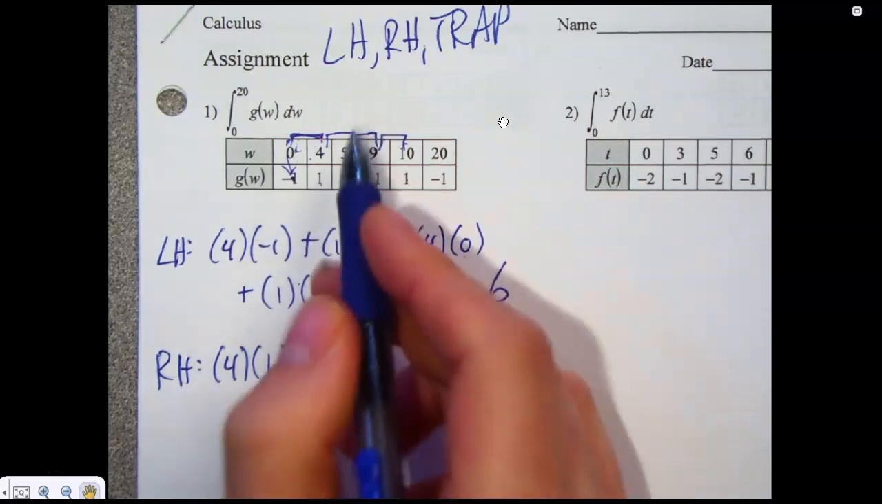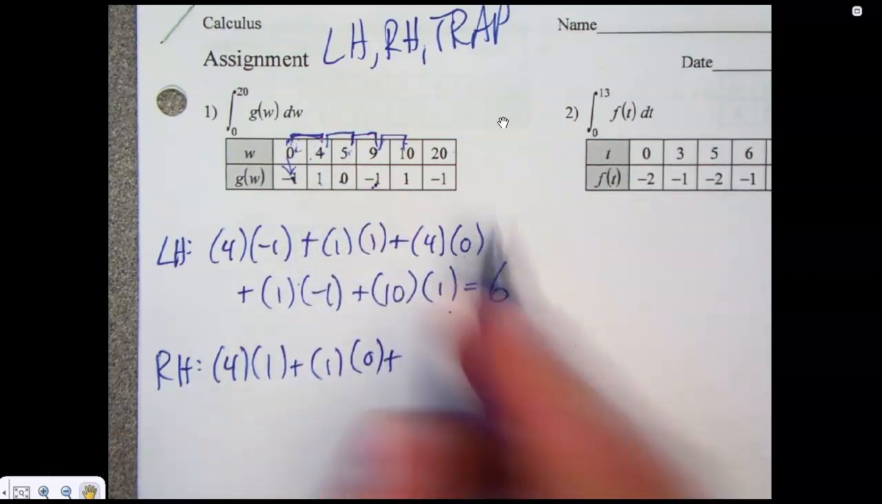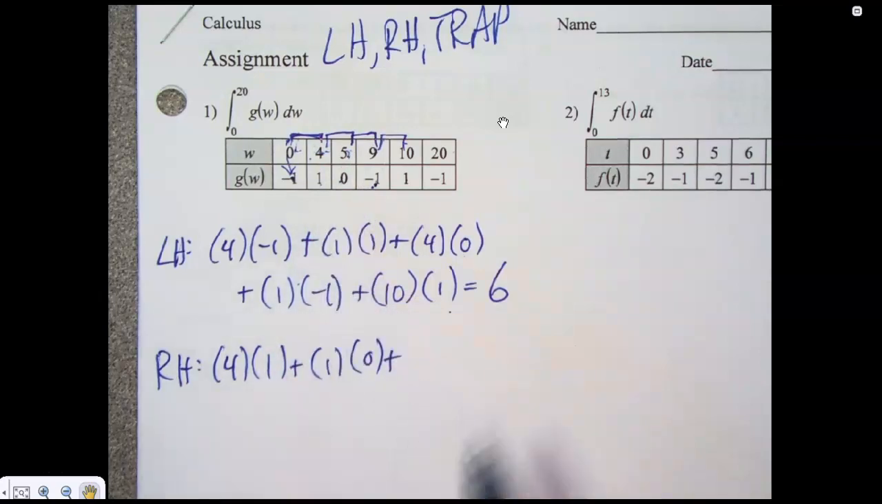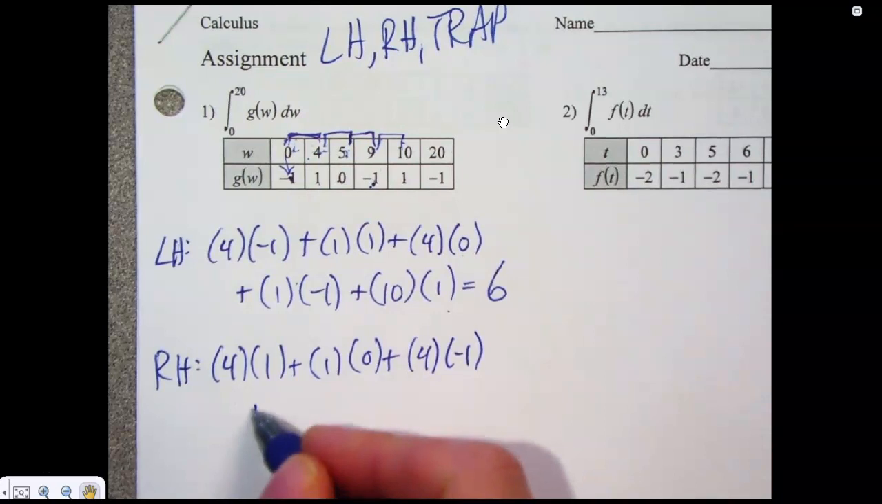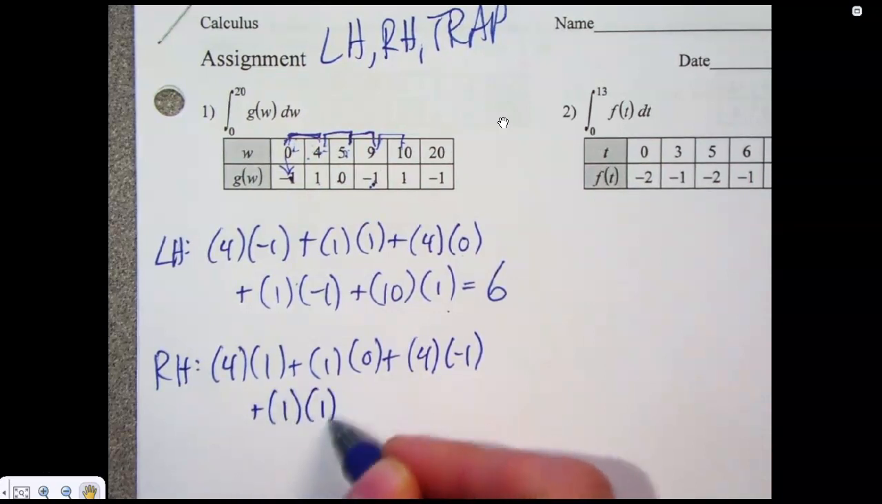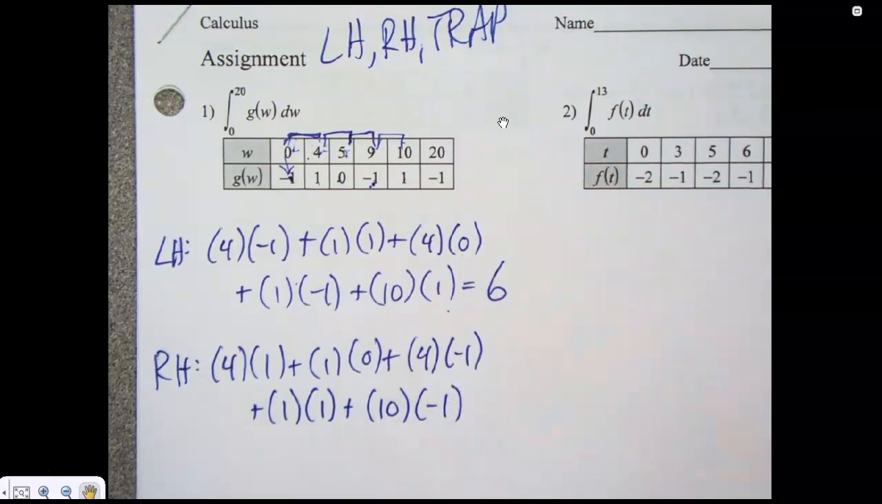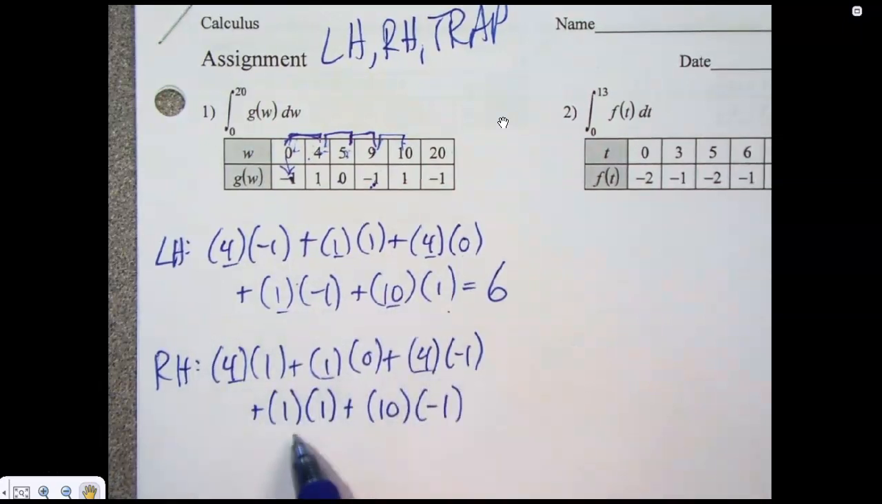But I'm gonna go 4 times 1. My next base is 1 times 0. Because out of 4 and 5, the right hand most point is 5, so that is the height that I use. Plus 4 times negative 1. Plus 1 times 1. Plus 10 times negative 1. One benefit of going the same direction both times, you can kind of scan the bases of your rectangle a little easier to make sure they're all the same, I guess. But that's not a big deal.